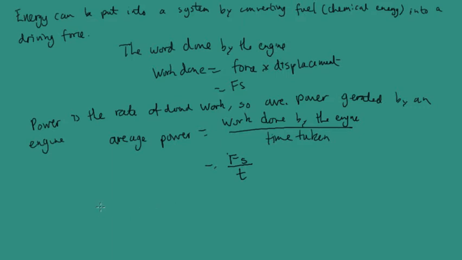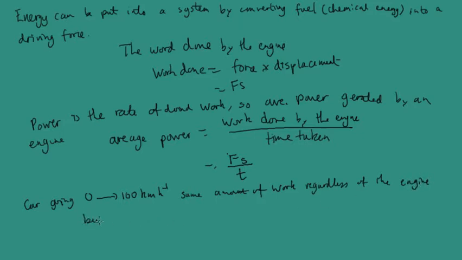It always takes the same amount of work to make a car speed up from 0. So we've got a car going from 0 kilometers per hour to 100 kilometers per hour. It's the same amount of work done regardless of the engine, but a more powerful engine gets there sooner.